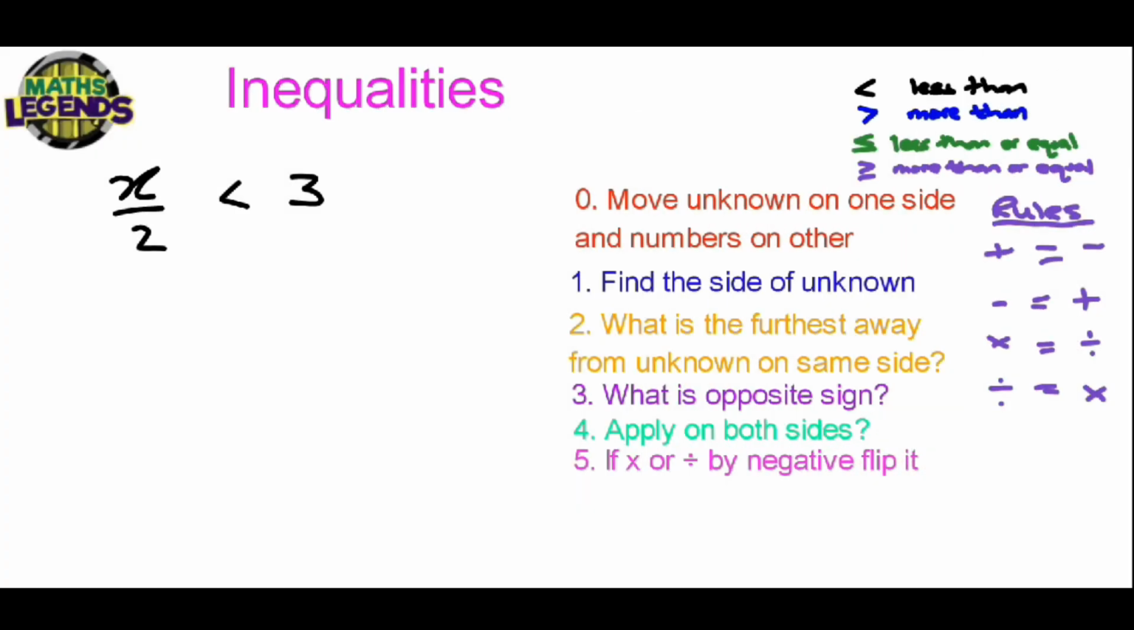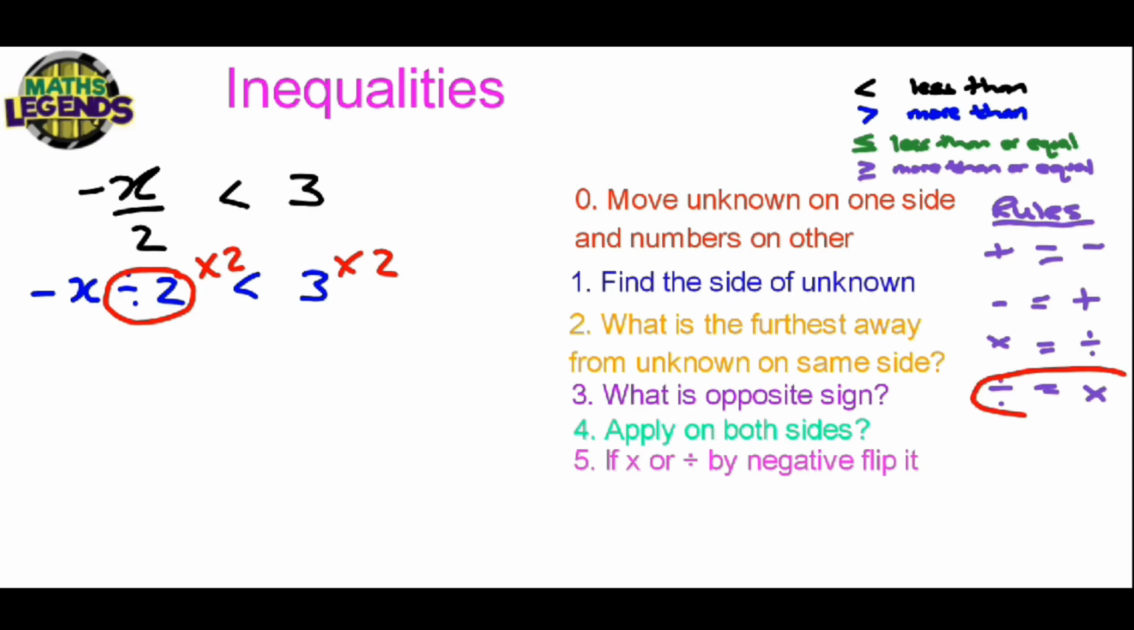And let's say we're using the same equation, but this time we have a minus x over 2. So this can be rewritten as minus x divided by 2 less than 3. So again, we can get rid of the divide 2 by multiplying on both sides by times 2 in the same way, because we are using this rule here. And this simplifies to minus x less than 6.